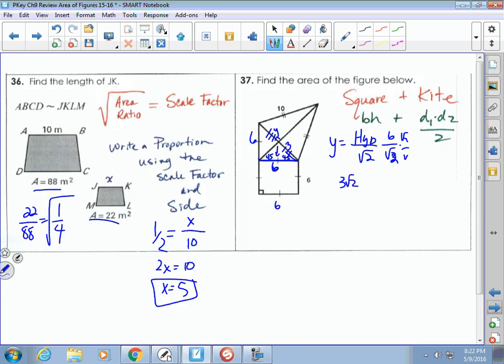Well, both of these sides are 3 square root of 2. I'm going to change that y to what it is, 3 square root of 2. Remember, the diagonals are perpendicular. So right here, this is a right triangle. It's not a special right triangle. It's just a regular right triangle. But I have two parts. I have the hypotenuse and the leg. So let's say I'm going to label this now x, okay?